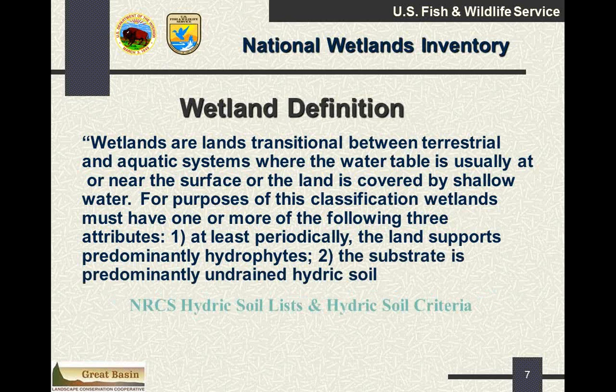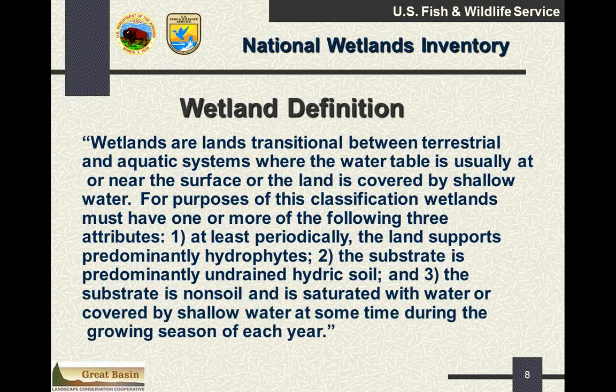The definition says "or," so one or more. We don't have to necessarily have all three parameters to map because it's a remote sensing project, but we do try with vegetated wetlands to reach all three parameters. It is our goal. The second criterion is that the substrate is predominantly undrained hydric soils, which we get through the hydric soils list and SWCA soils data. And the last is that the substrate is non-soil and is saturated with water or covered by shallow water at some time during the growing season of each year.